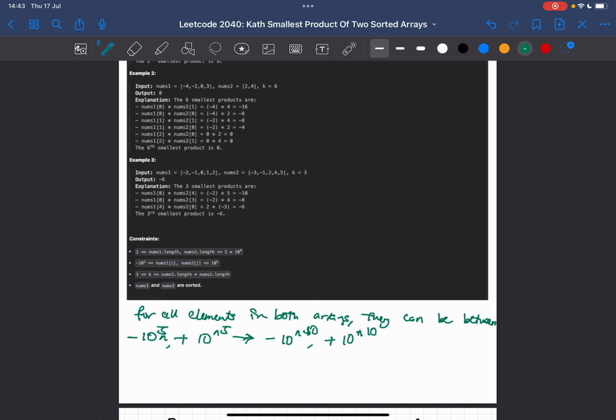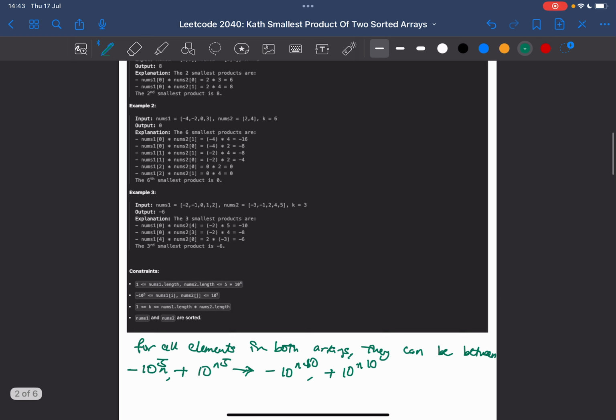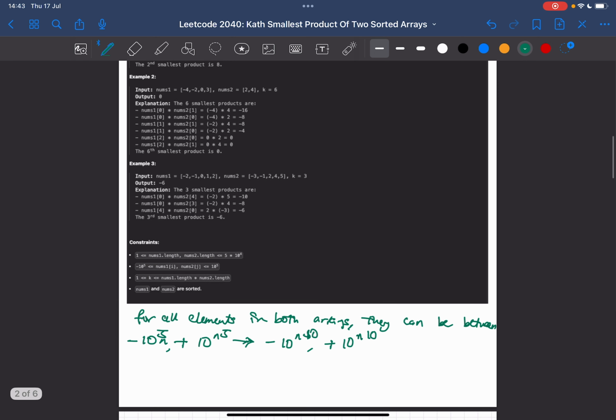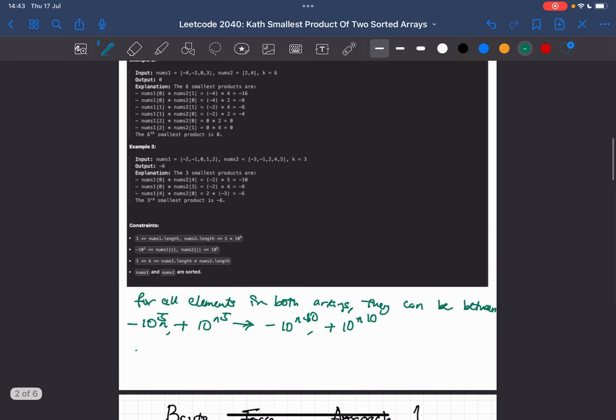Guys, I'm not a math expert, right? I had to do a lot of reading for this problem, but I hope I'm explaining it well and you understand what I'm explaining. And the way we get this is that 10 raised to power 5 times 10 raised to power 5, let's just do it for positive for now, gives us basically 10 raised to power 5 plus 5, which is then 10 raised to power 10. So this is what the product value of multiplying a number in nums1 and nums2 could possibly be. And that is very important. We'll come back to that.